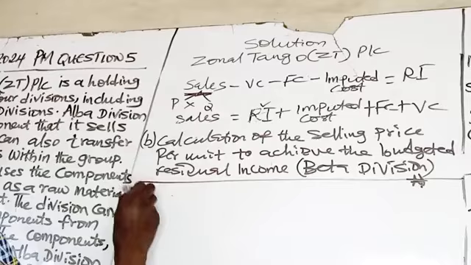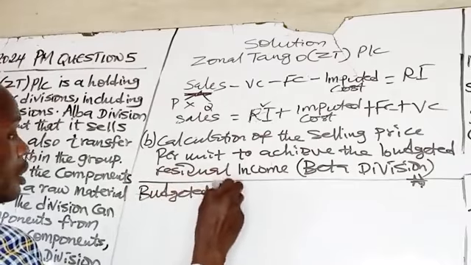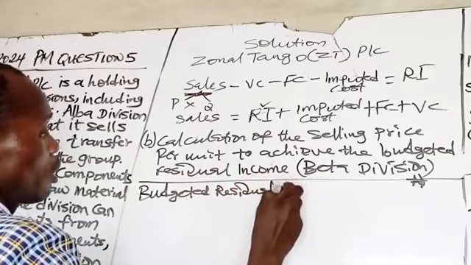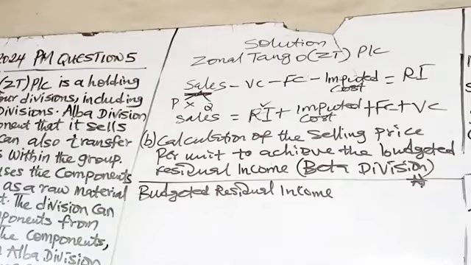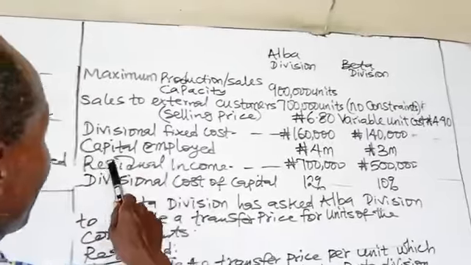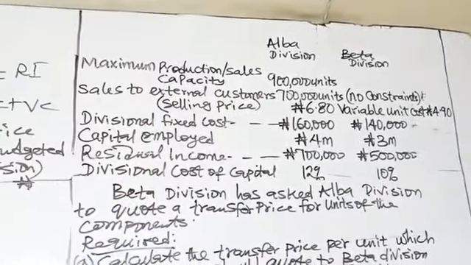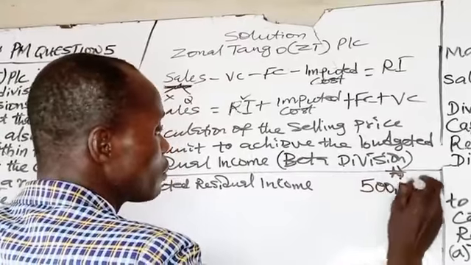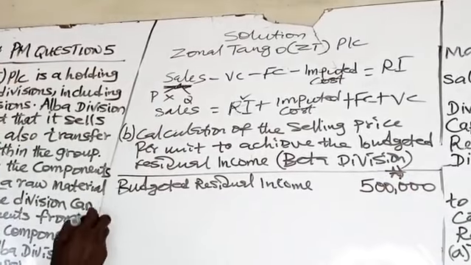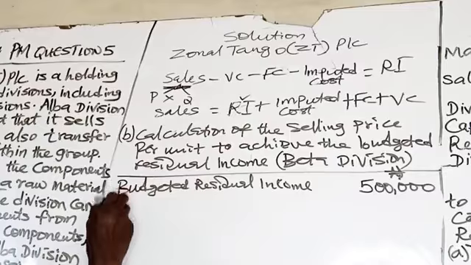Now, budgeted residual income, that of better division. Back to the question. How much is the residual income? We have residual income. That of better division is 500,000 naira. So we have 500,000. So we are going to add to this the imputed cost or imputed interest.